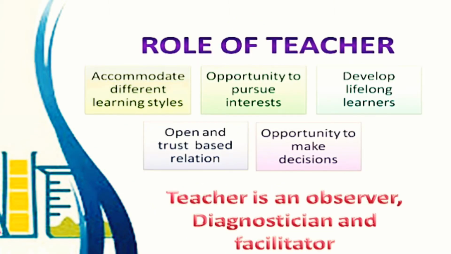The role of the teacher in a learner-centered classroom is that of a facilitator. She has to accommodate different learning styles. The students can be divergent thinkers, they can be convergent thinkers, or they can have accommodative or assimilative learning styles. So, the teacher has to look into these different types of learning styles and devise a method in order to accommodate all these together. The interest of the child is also very important. So, the teacher needs to provide opportunity for each and every child to pursue her interest.